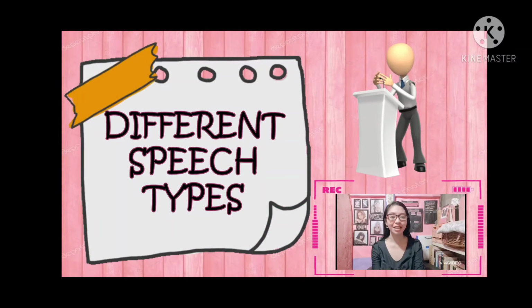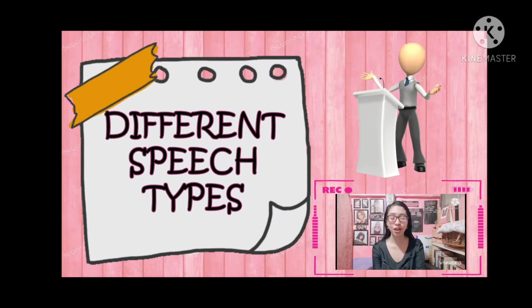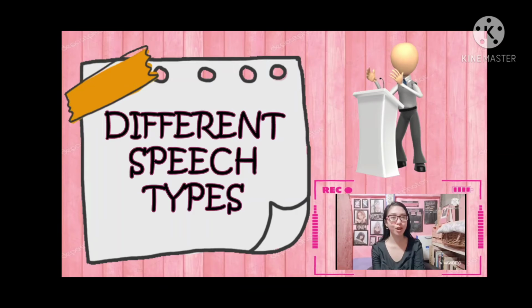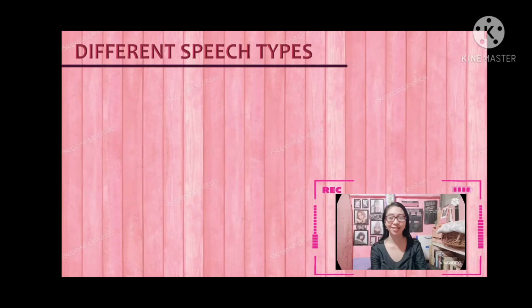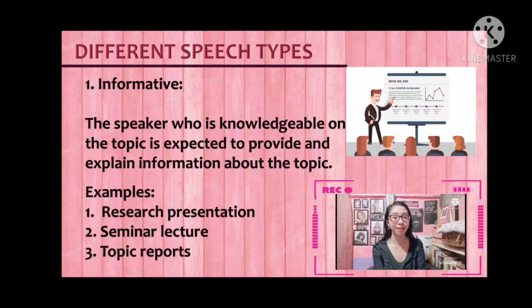At this point, you need to identify the type of speech that will help you achieve your purpose. Generally, there are 3 types of speeches. First is the informative one. The speaker who is knowledgeable on the topic is expected to provide and explain information about the topic.